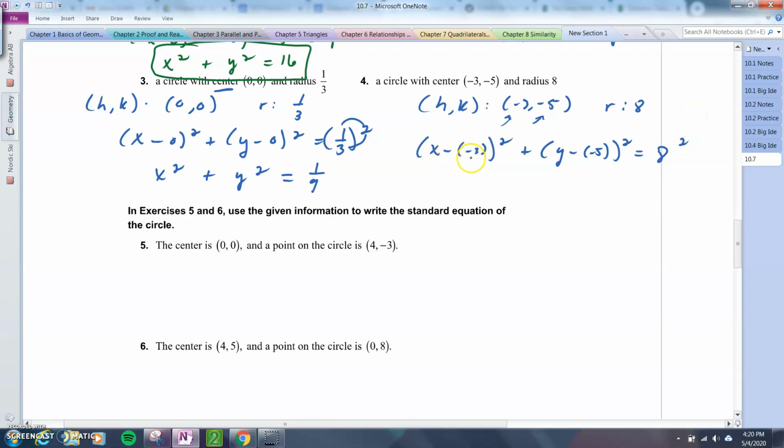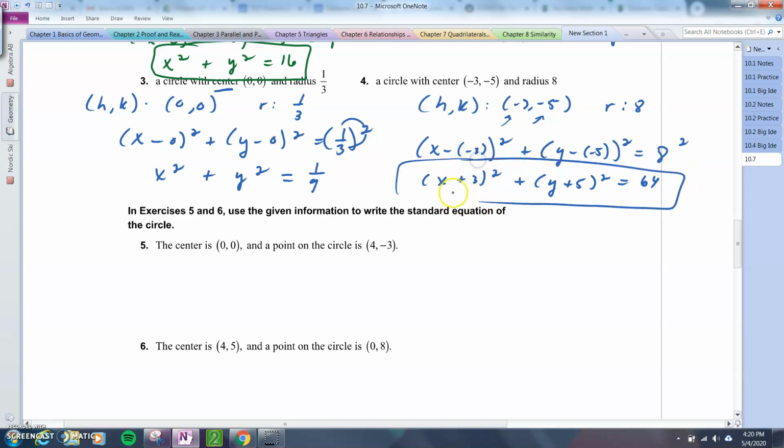Well, let's clean that up. Anytime I'm subtracting a negative, that is addition. So I have x plus 3 to the power of 2, and then y plus 5 to the power of 2 equals 64. So recognize that when you have addition in the quantity for x and y, those values are actually negative values for the center of your circle. And when they're subtractions here, those are actually positive values.